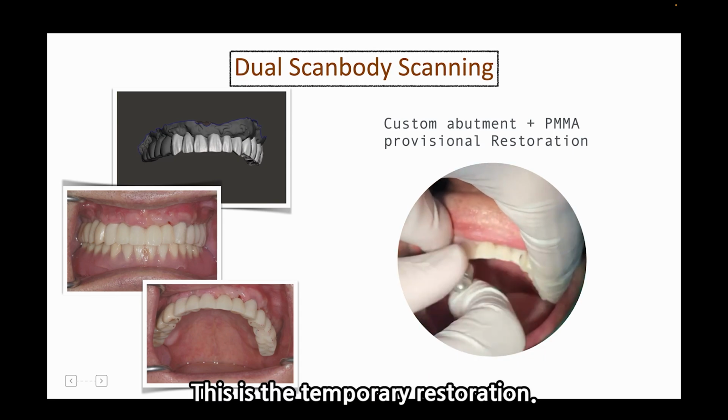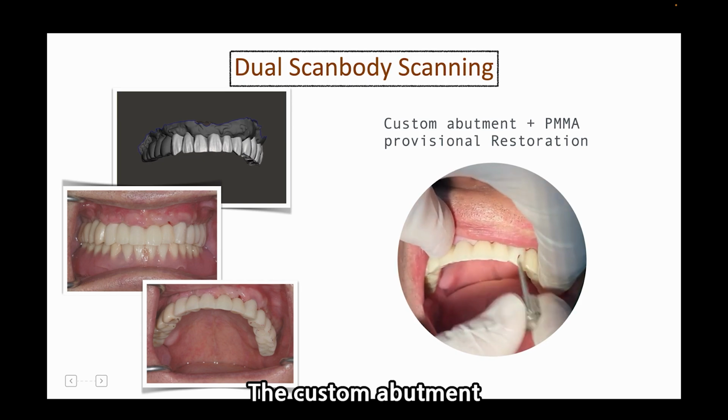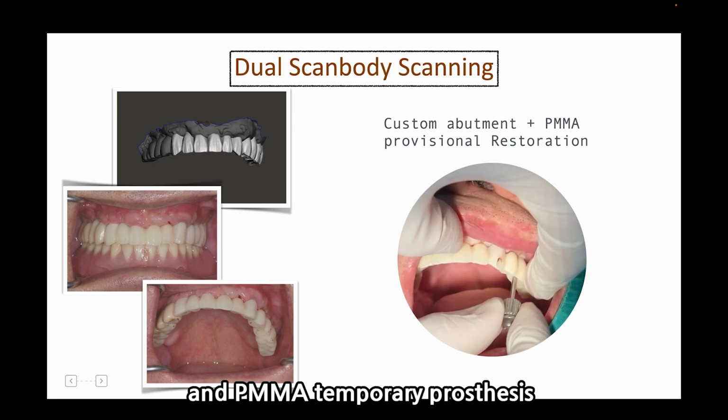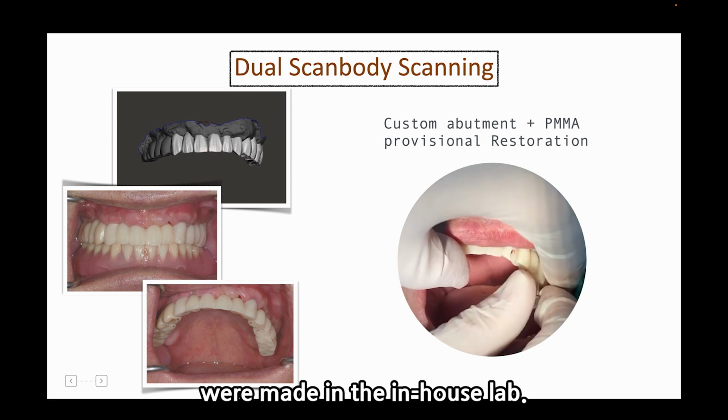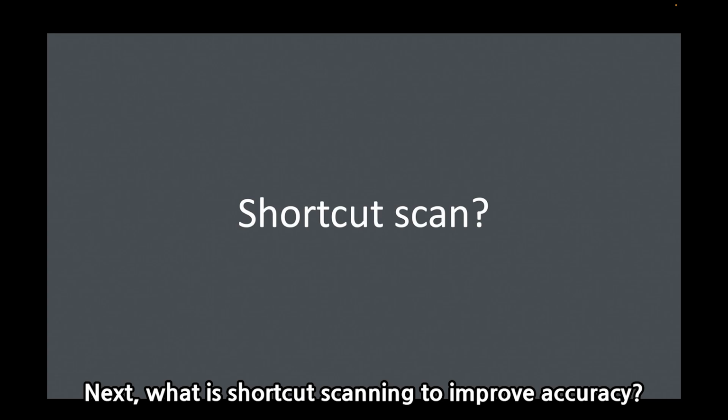This is the temporary restoration. The custom abutment and PMMA temporary prosthetics were made in the in-house lab. Next, what is shortcut scanning to improve accuracy?